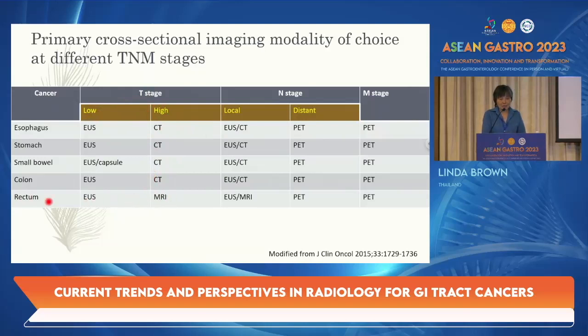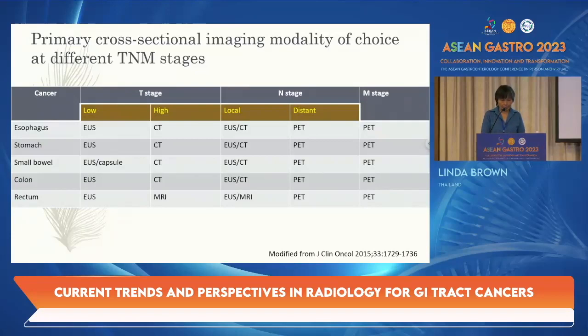Except for rectum, we will choose MRI because it has more ability to detect invasion, which I will show you in a case later. For N stage, for local nodal staging, EUS, CT, and MRI are very good. But for distant node metastasis, PET has a dominant role, as well as for M stage. PET is very sensitive for detection of metastases. So that gives you the background of choices and the advantages and disadvantages of each modality.